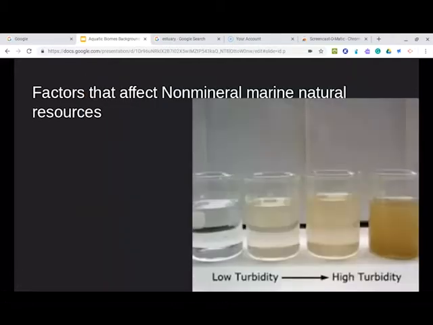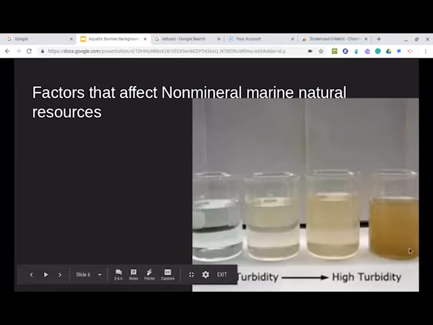Another thing that can affect what can live in a certain area is the turbidity. Turbidity is talking about the cloudiness or the murkiness of a waterway. If it's high turbidity, you're going to have a harder time photosynthesizing if you're a plant living in that water. Whereas if it's low turbidity, sunlight can come through very easily and increase the photosynthesis that is going on, which in effect is going to affect the rest of that community or that ecosystem you're living in.